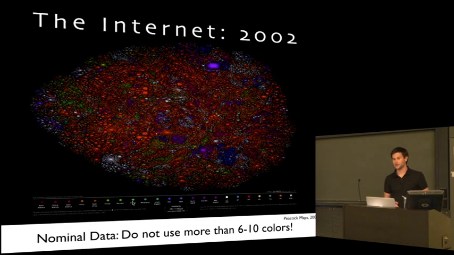So the rule is, if you have nominal data, then do not use more than 6 to 10 colors, because we will just not be able to interpret the legend and to make the association. If you have more than these categories, then you have a problem, because you should not use color. You should try to reduce your categories probably.